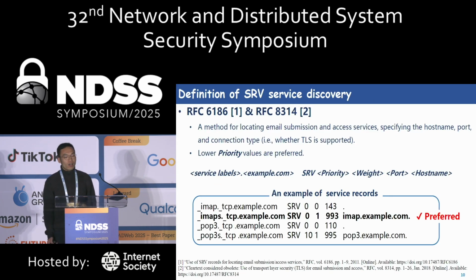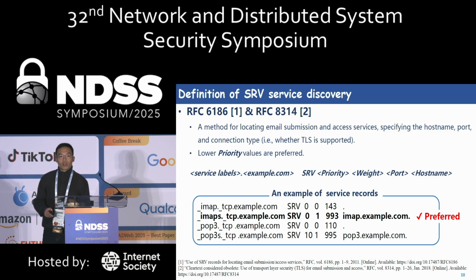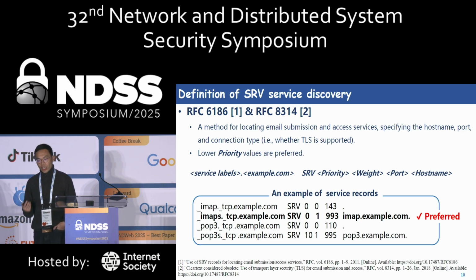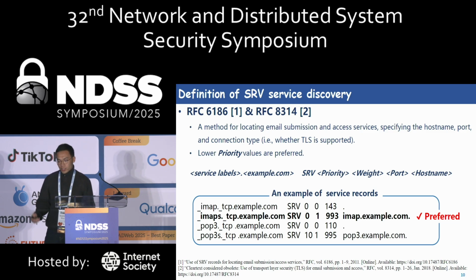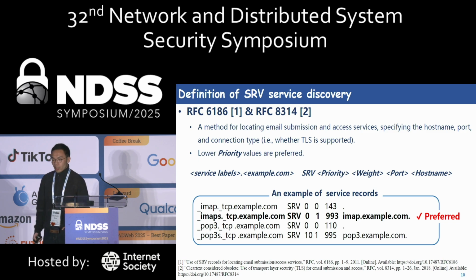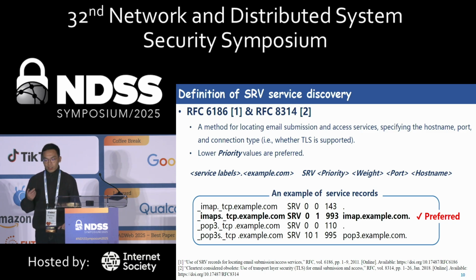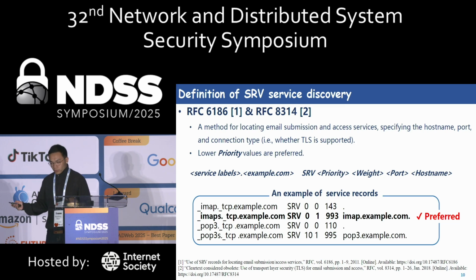Another mechanism is DNS SRV, a method for locating email submission and access services, and it specifies the host name, the port number, and the connection type. When multiple records exist, the record with the lower priority value is preferred. In this example of service records, we can see that the second record is preferred.